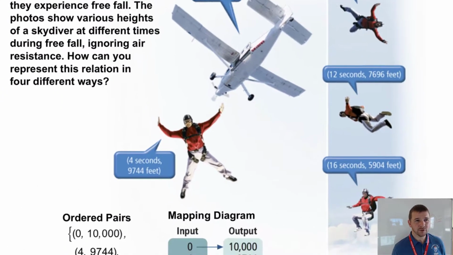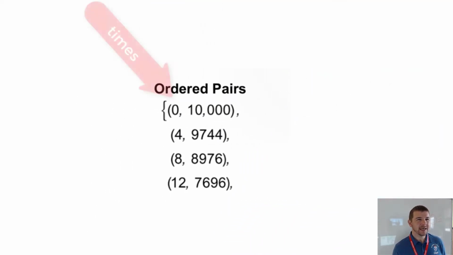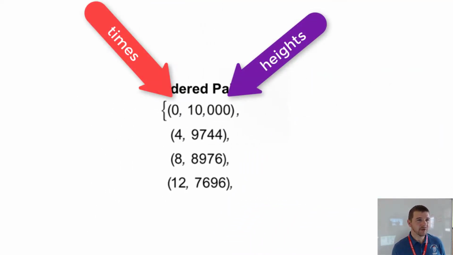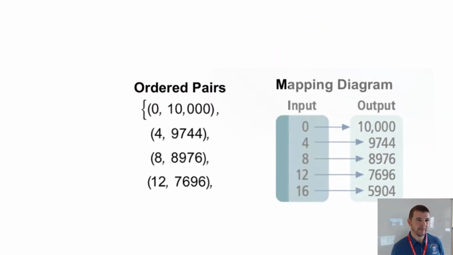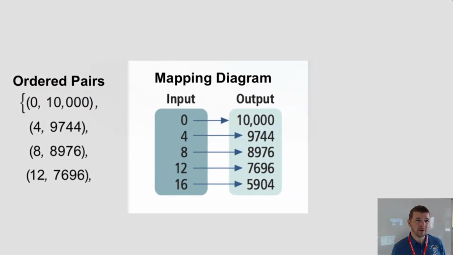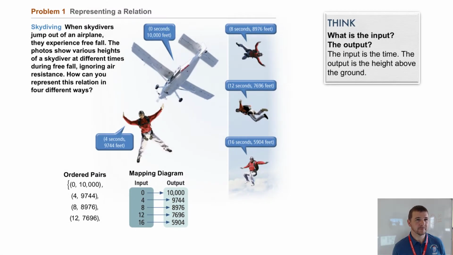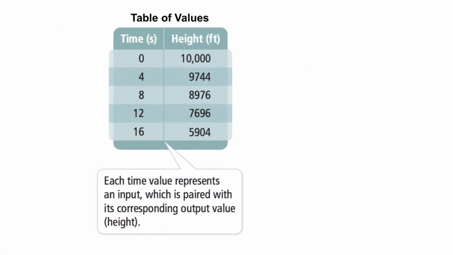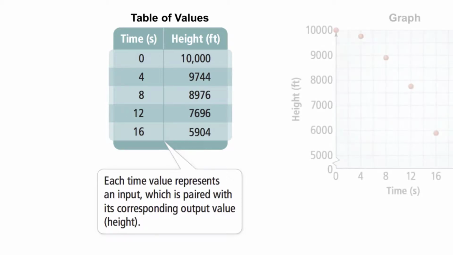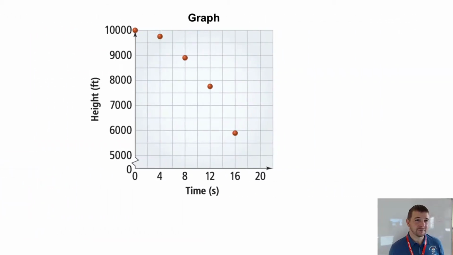Well, we can represent this as ordered pairs, pairing the times with the heights in parentheses separated by a comma. As a mapping diagram with inputs listed in the left-hand column, outputs on the right, and arrows to represent the pairings. As a table of values with times on the left and their corresponding heights on the right. And finally, as a graph with time as our x value or our horizontal axis and heights represented along our vertical or y-axis.